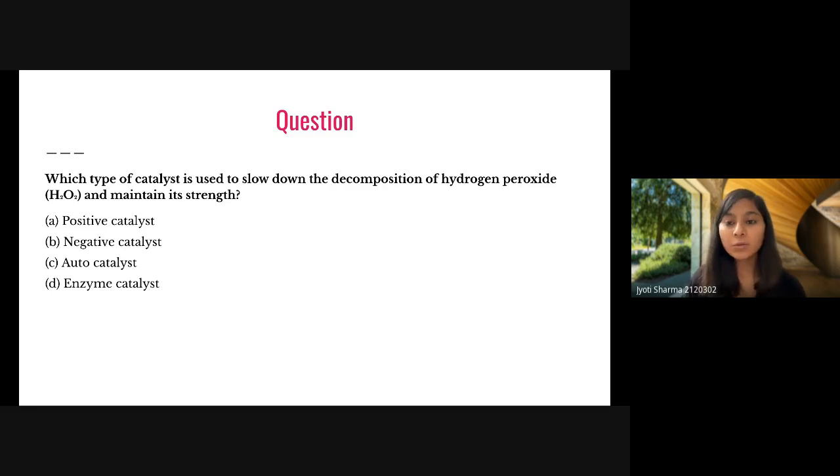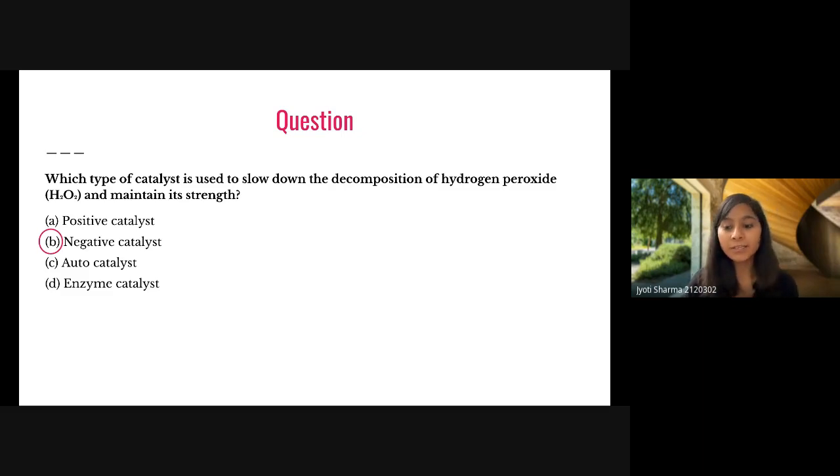So what kind of catalyst do we need? Is it a positive catalyst, or a negative, or an autocatalyst, or an enzyme catalyst? If we want to slow down the decomposition, we need the negative catalyst. If we want to speed up the reaction, then we need the positive catalyst. If some product itself is increasing the speed of the reaction, then this is nothing but the autocatalyst.